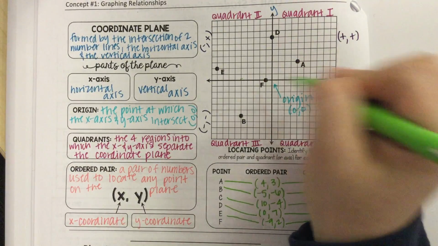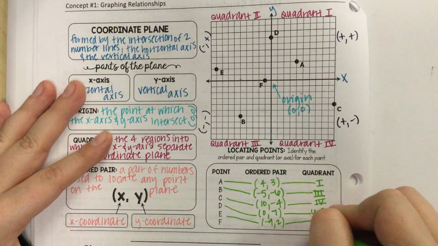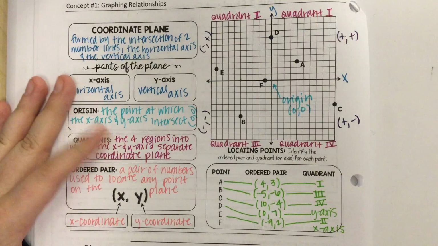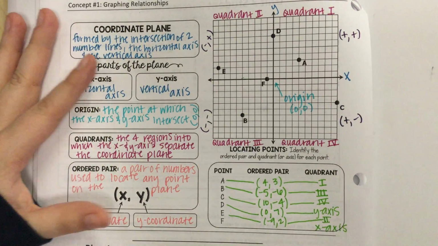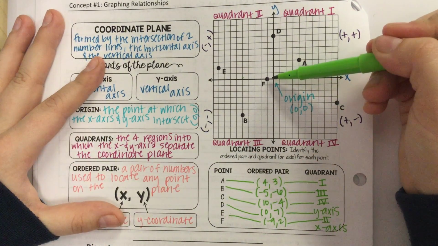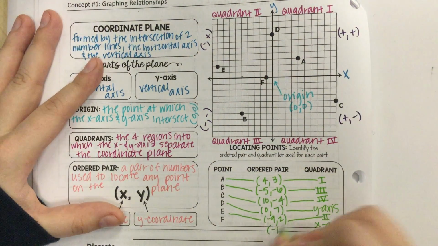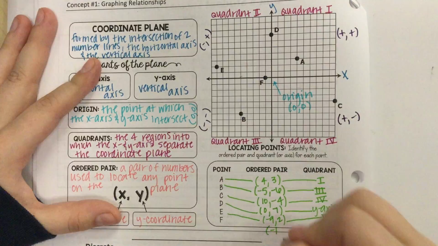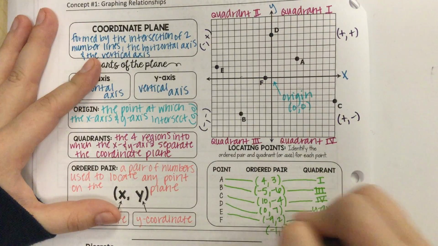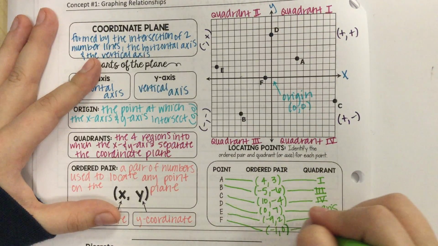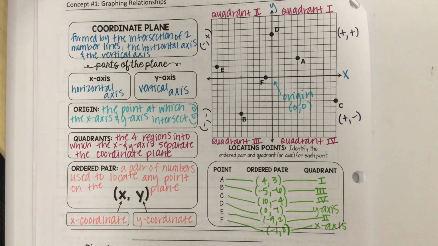F is on the x-axis. So F is on the x-axis. Its ordered pair is 0. Or sorry, we're going over first. So negative 1. And we're going up 0. So negative 1, 0 is where F is. Okay. And that's how you write ordered pairs.